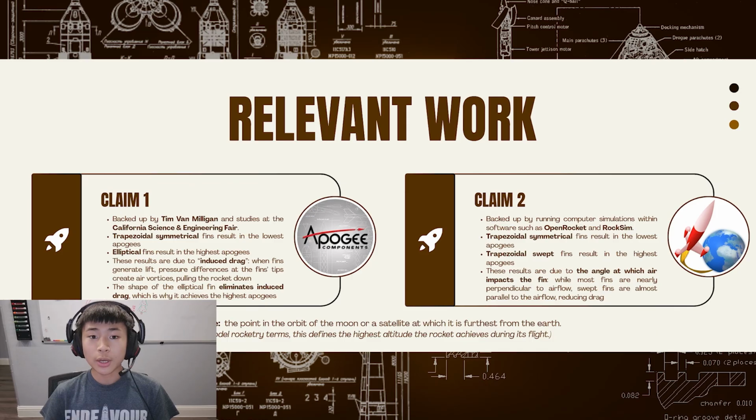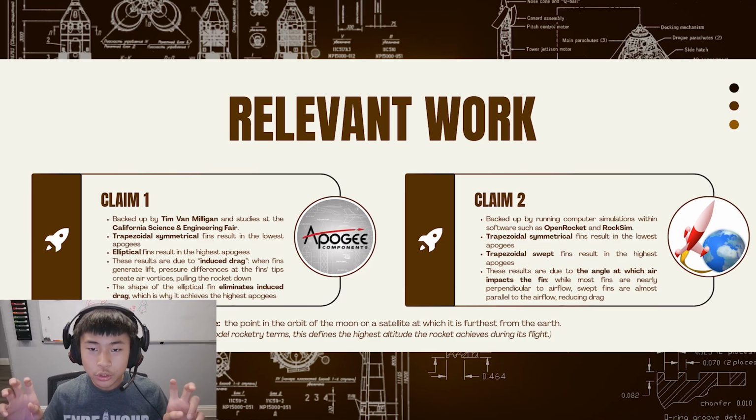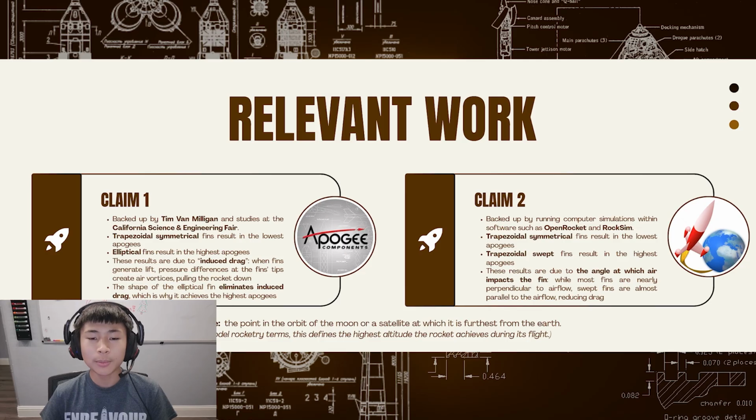Van Milligan argues that when trapezoidal fins generate lift, pressure differences around the tips of the fins create vortices, which generate induced drag, which pulls the rocket down. Elliptical fins don't have this problem due to their curved shape, which eliminates these vortices. This justifies why Van Milligan and these studies support this first claim.